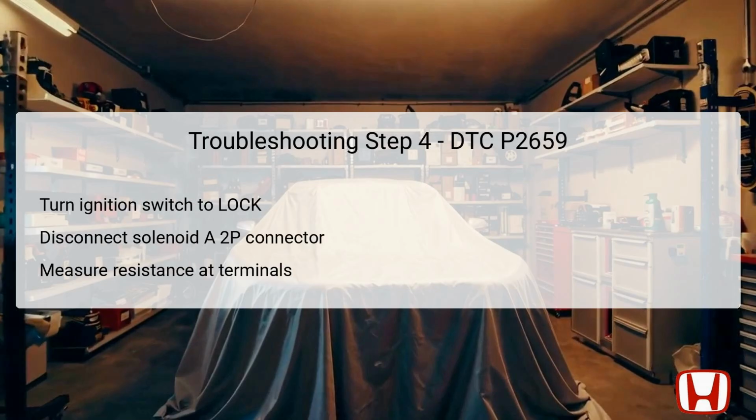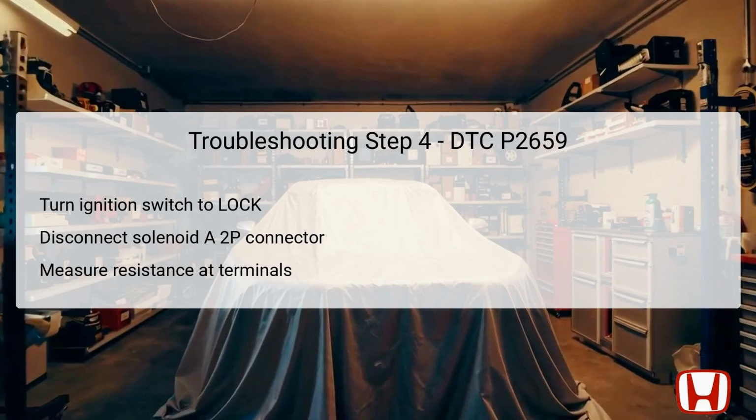In this troubleshooting step, the technician needs to turn the ignition switch to the lock 0 position to safely disconnect electrical components without risking a short circuit or other issues. After securing the ignition, the next step involves disconnecting the 2P connector attached to the rocker arm oil control solenoid A, bank 2, allowing for direct testing of the component.